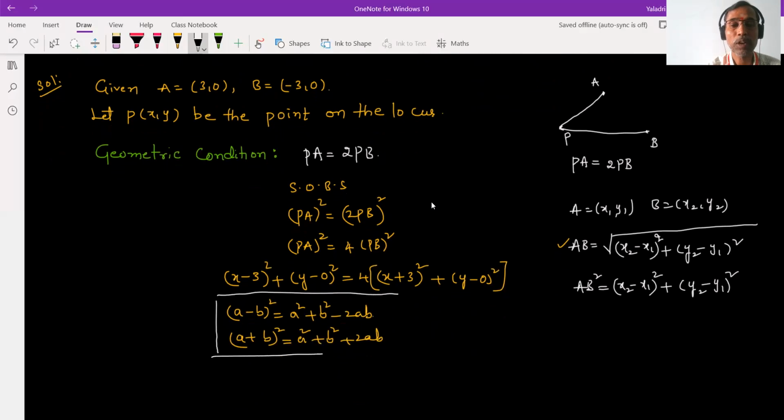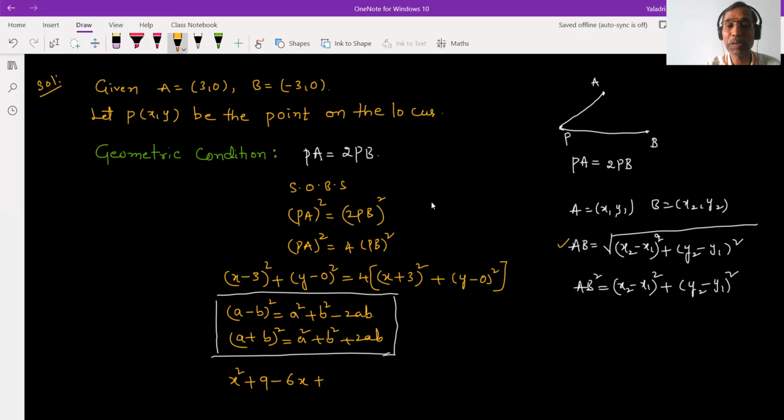These are the two formulas to expand (a plus b) and (a minus b). Now this one is in the form of (a minus b) whole square. So that equals a square plus b square, that is 3 square, which is 9, minus 2ab, 2 into x into 3, so that is 6x. Plus y minus 0, that is y whole square.